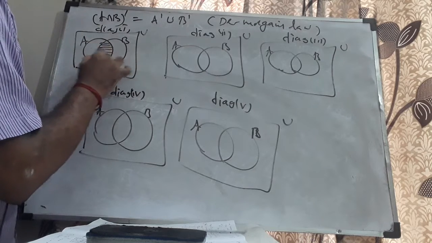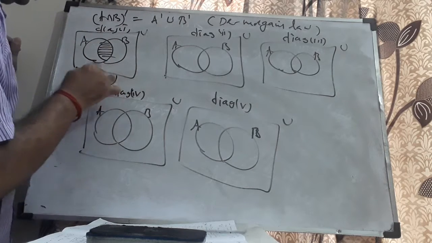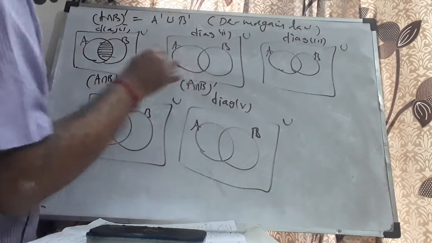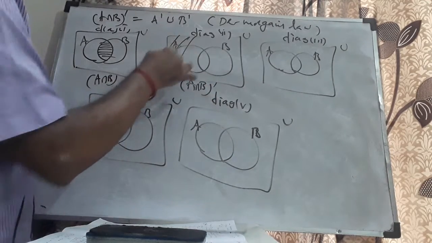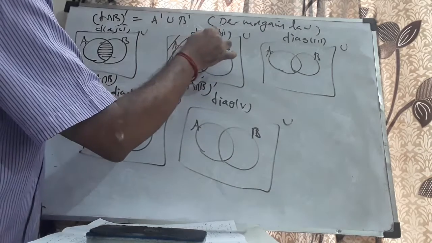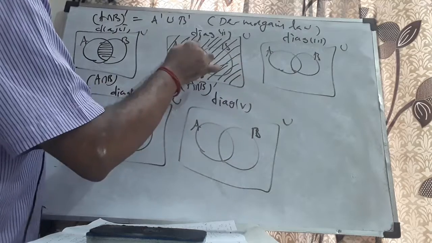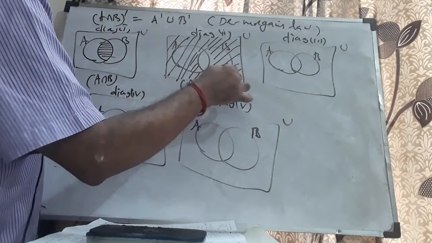This is A intersection B. I should just draw the common portion. This is A intersection B the whole dash. Other than the common portion, I'll be shading everything except the common portion. Except the common portion of both the circles, I'll shade the rest.